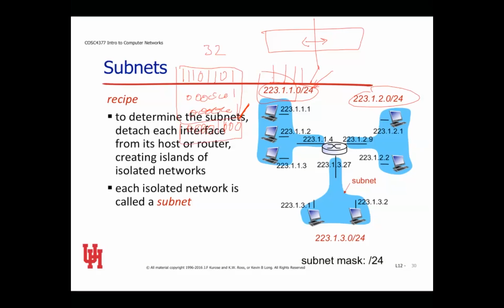So that means all the devices on this LAN are all going to share the first 24 bits together. The only place where they're going to differ, the way you're going to give them independent addresses and tell them apart from each other, is all going to happen in the last 8 bits.